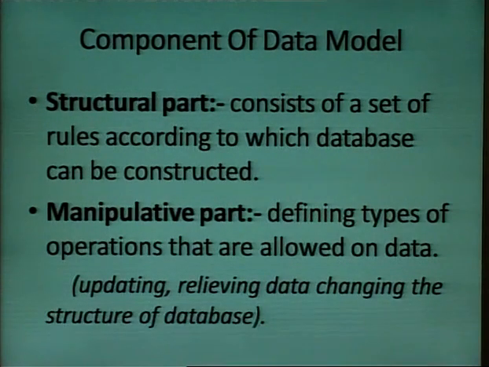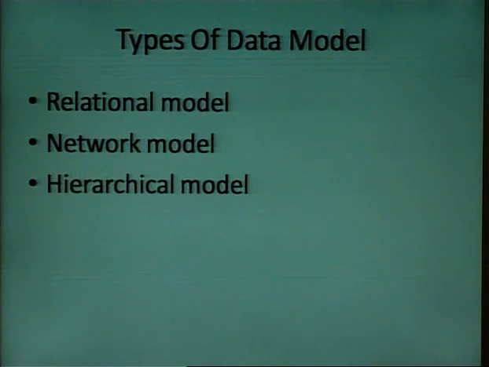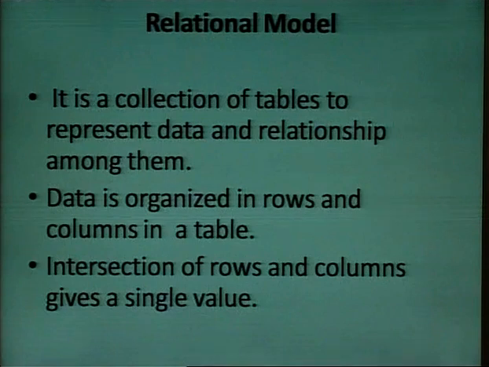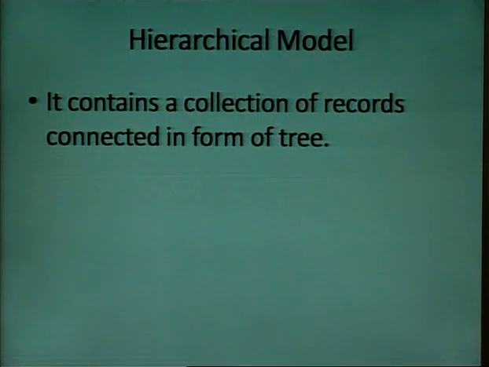So there are some components: a structural part, a manipulating part, integrity rules, right? The types of data models are relational model, network model, hierarchical model. The relational model, as you know, is a collection of tables that represent data and relationships among them, and data is organized in rows and columns in a table, right? The network model is data represented by collections of records and relationships among them. And the hierarchical model contains a collection of records connected in the form of a tree. So this is basically the detailed design.